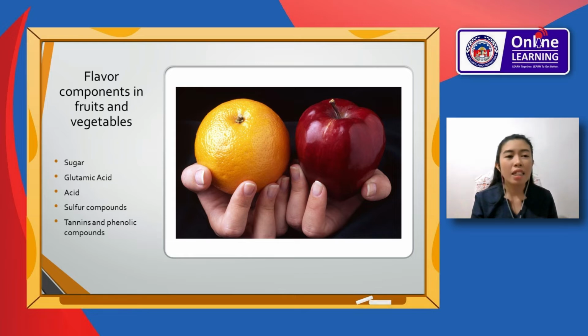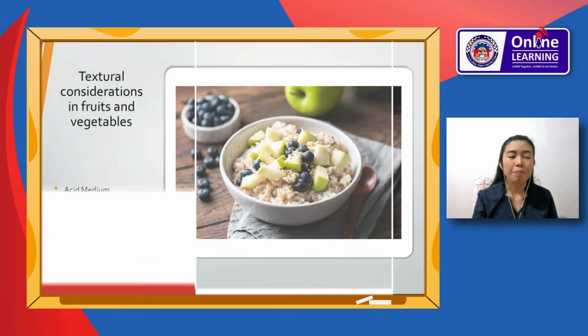Okay, and the next one is tannins and phenolic compounds. This one is the astringent flavor, or in Tagalog, mapakla, which may be attributed to tannins and phenolic compounds. It removes harmful microbes from the body and fights against harmful bacteria or viruses.